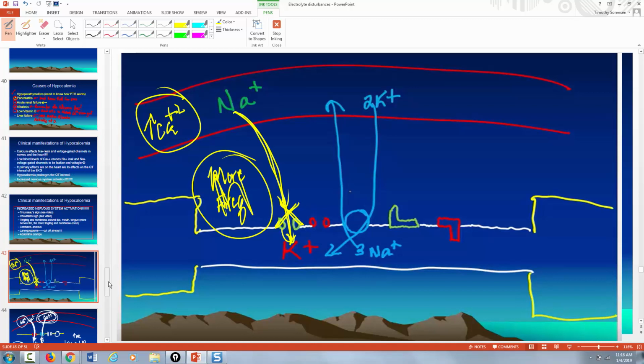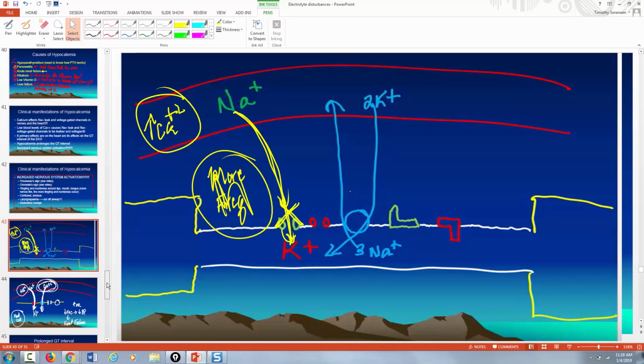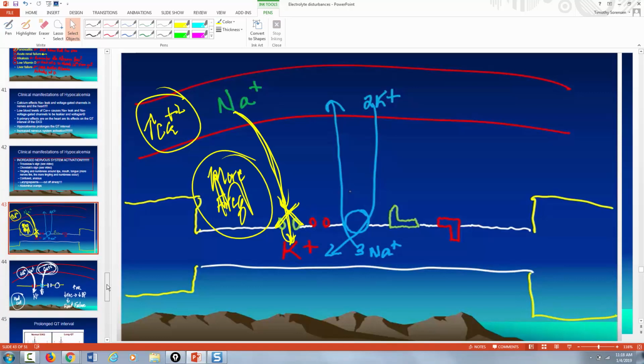Because of the high calcium, it's going to affect brain activity, and it suppresses neural activity, right? So these people will be depressed, lethargic, right? And if the calcium level gets high enough, they can go into a coma and die.